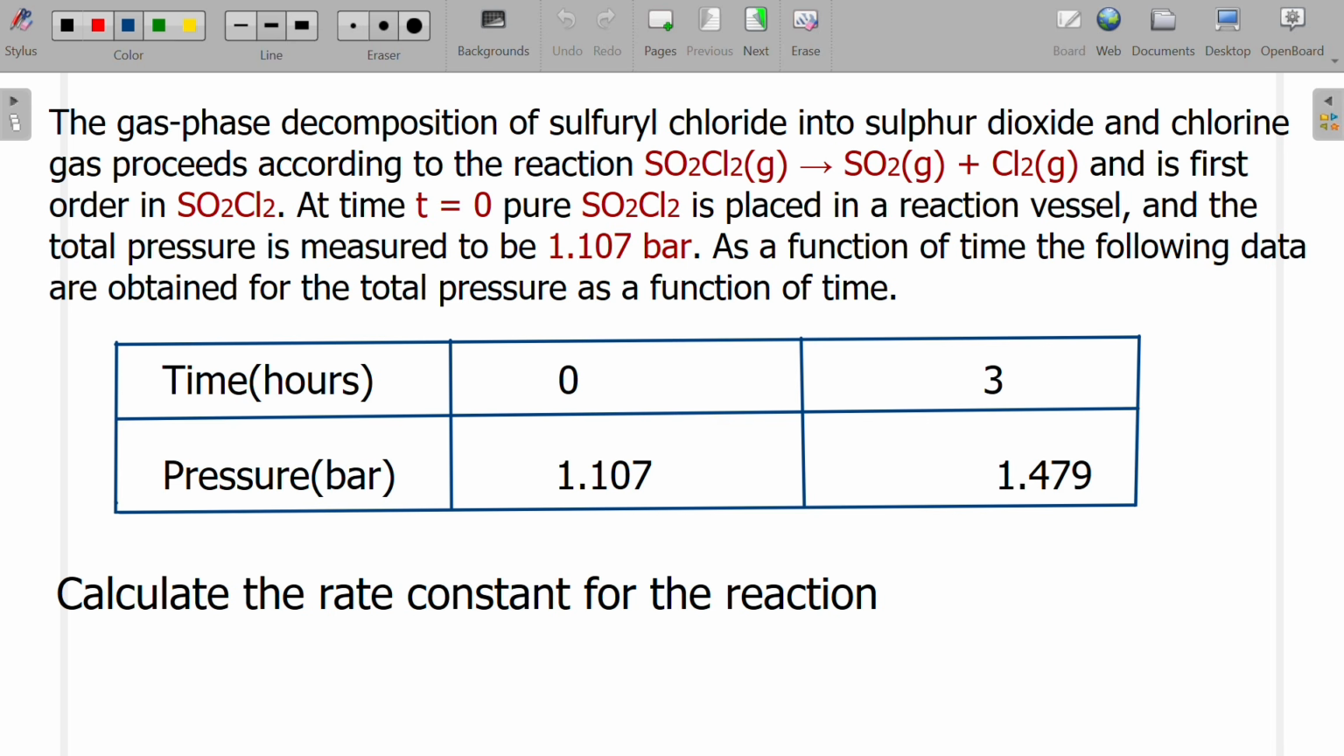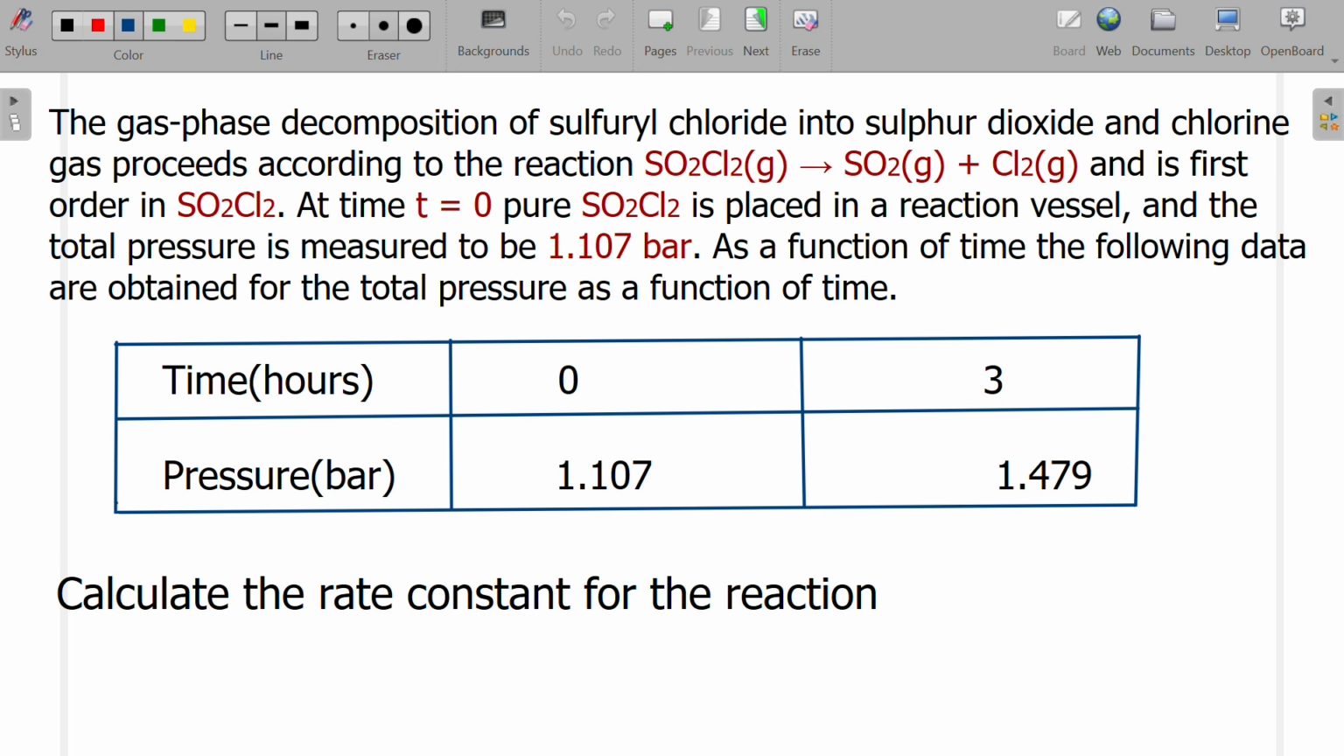At time t equal to 0, pure sulfuric chloride is placed into a reaction vessel. The total pressure is measured to be 1.105 bar. As a function of time, the following data are obtained for the total pressure. So we're given a table here that shows time in hours and pressure in bars. At time 0, we had a pressure of 1.107, and when time is 3 hours, we have a pressure of 1.479.